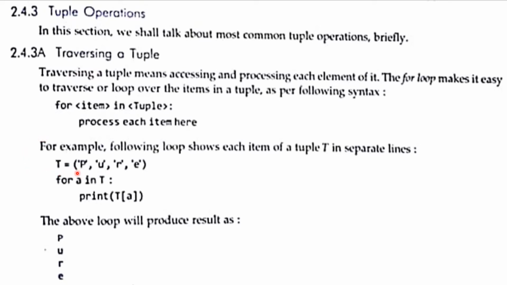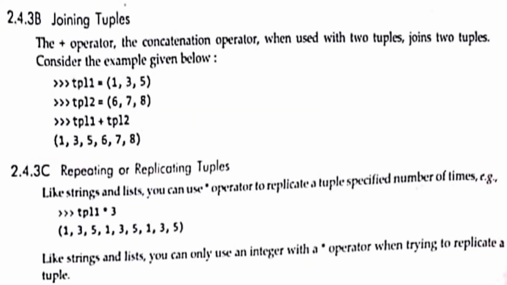A tuple is taken and the characters are given P-U-R-E, pure. So for A in T, print T of A. This loop will go on till all the elements of this tuple are accessed, and the output will come like this: P, U, R and E. Next is joining tuples. The plus operator, the concatenation operator, when used with two tuples, joins the two tuples.